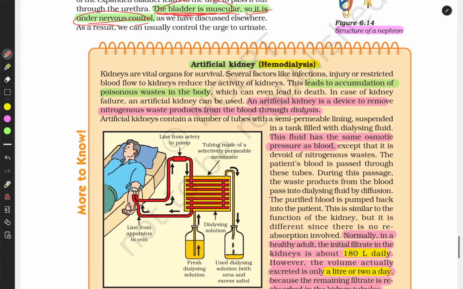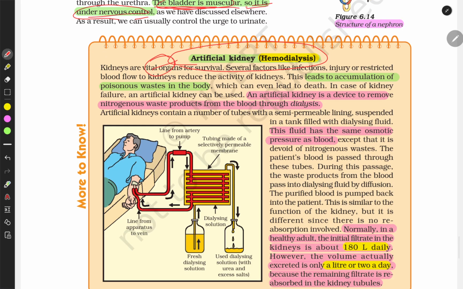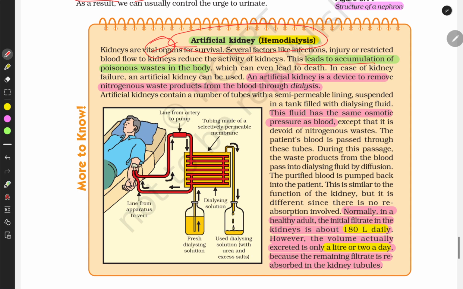What happens when our kidneys do not function? We have to artificially filter the blood. Filtering the blood means removing the nitrogenous waste from the blood. So how is it to be done? If kidneys are not working, it leads to the accumulation of poisonous nitrogenous waste in our body.